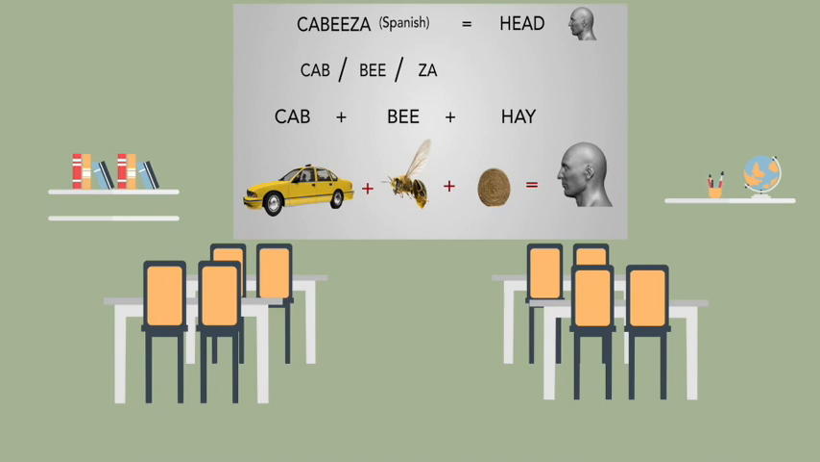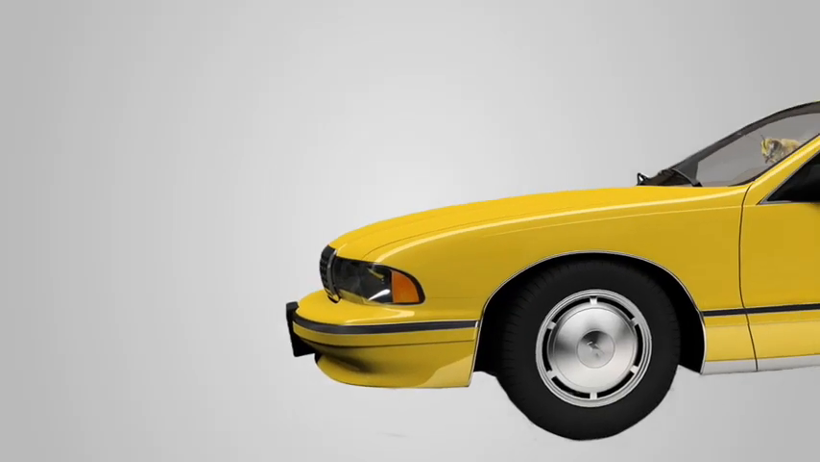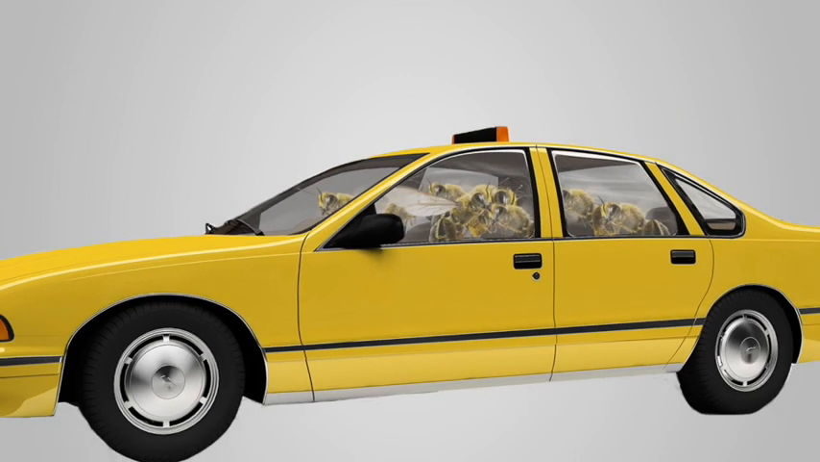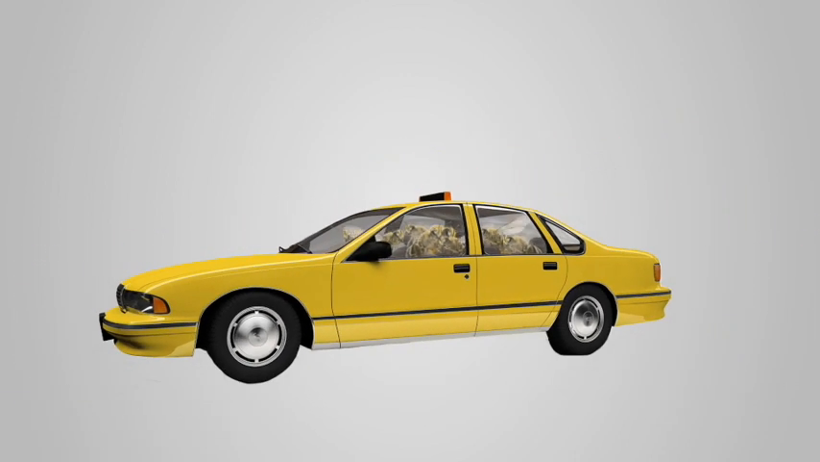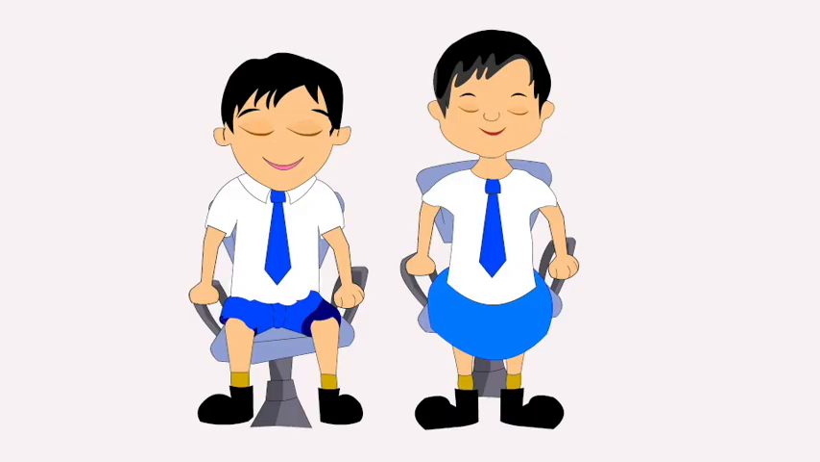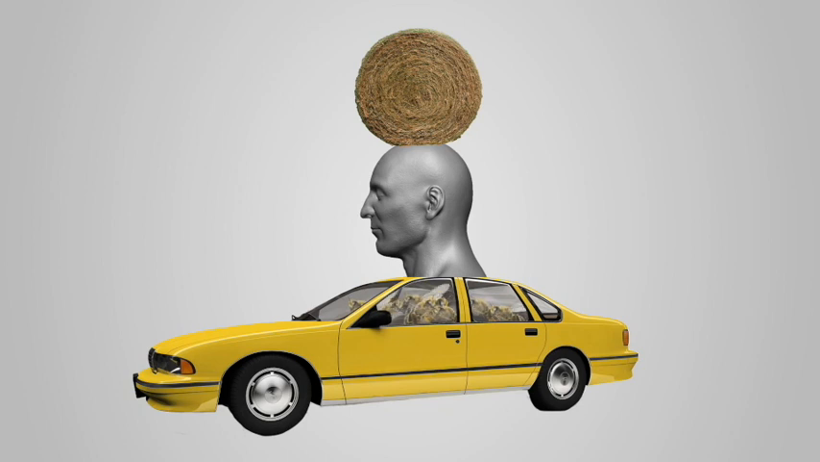To do this, you could try visualizing a large taxi cab filled with giant bees. On top of the cab, visualize one more image of a big head carrying hay. Close your eyes and carefully visualize this image in your mind. After practicing some words like this, you will develop an ability to convert words into images or a group of images. As soon as you listen to new words, your mind will start creating images along with its meaning.